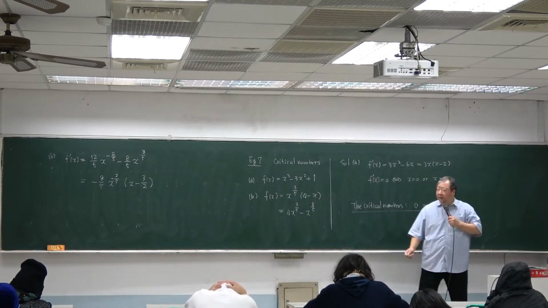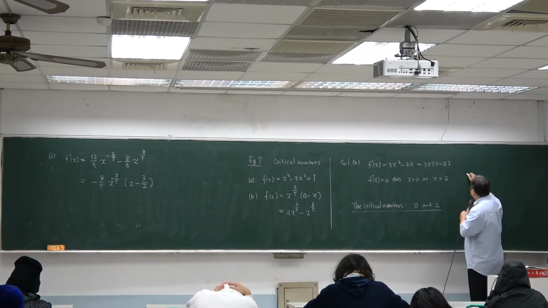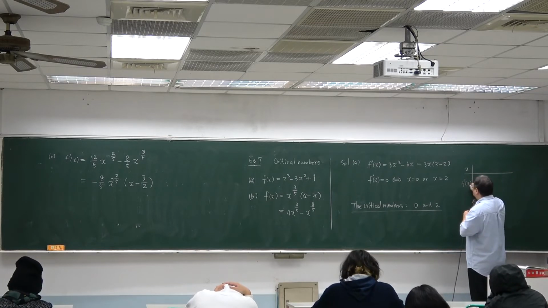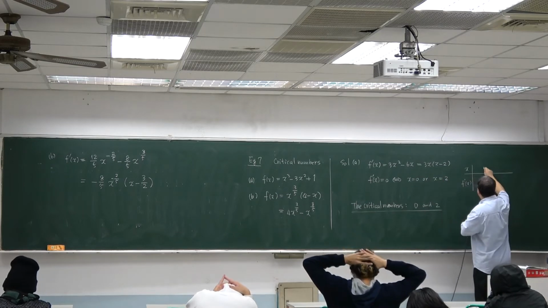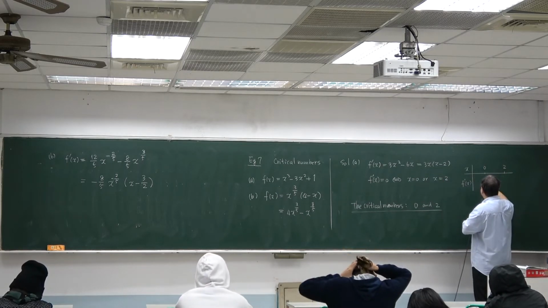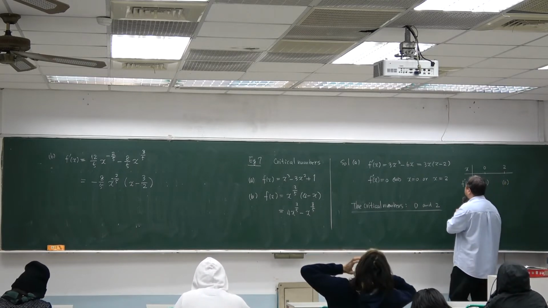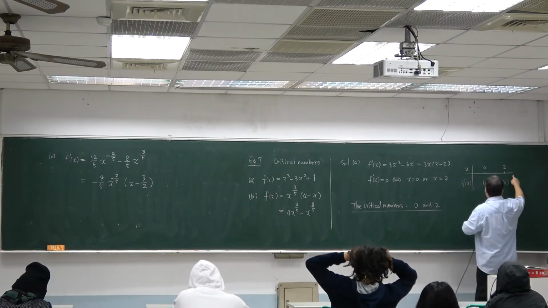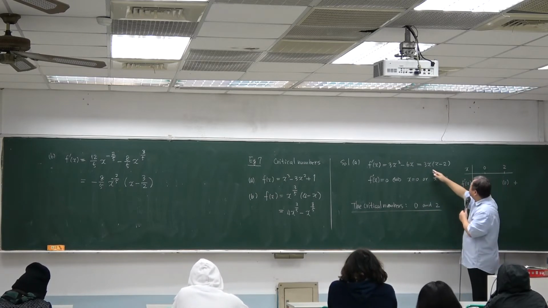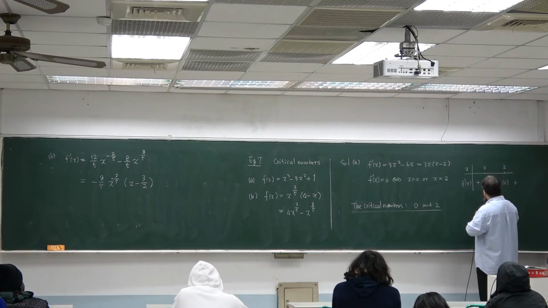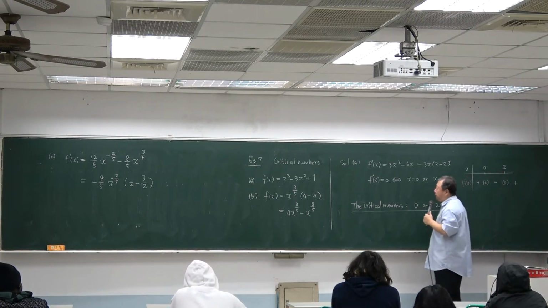So maybe we use this table to make things more clear. x, f prime of x. Here, x is 0 and 2. At 0, the derivative of f is 0, and at 2 it is 0. If x is greater than 2, then x minus 2 is positive. If x is between 0 and 2, x minus 2 is negative, x minus 0 is positive. So f prime equals 0 if and only if x equals 0 or 2.